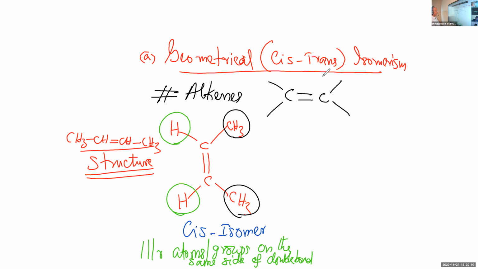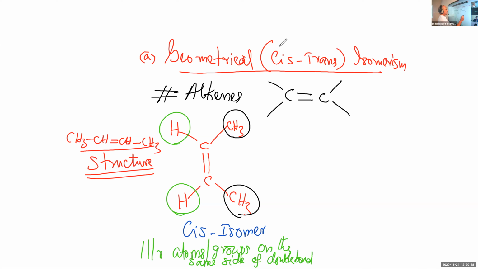Under this compound, the cis isomer. Cis means same. What is same here? Similar atoms or groups are on the same side of the double bond, and so that isomer is called the cis isomer.